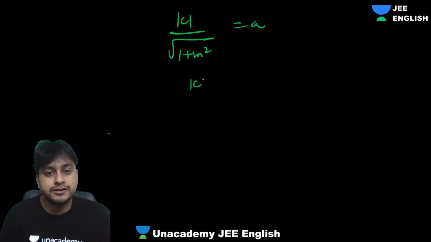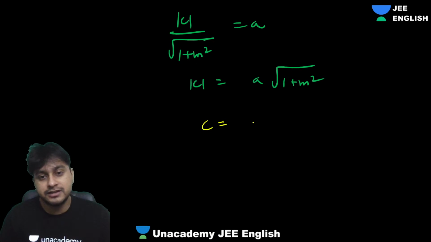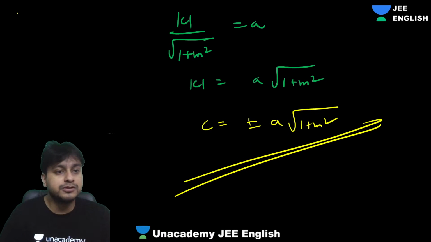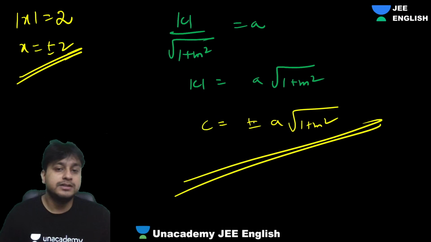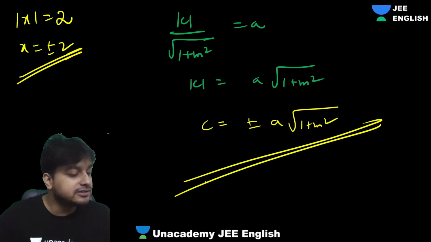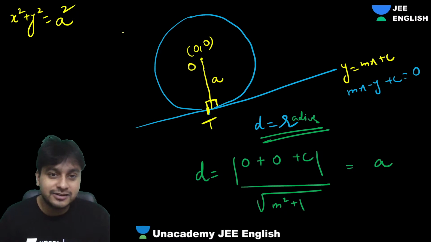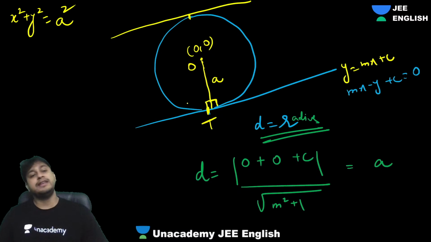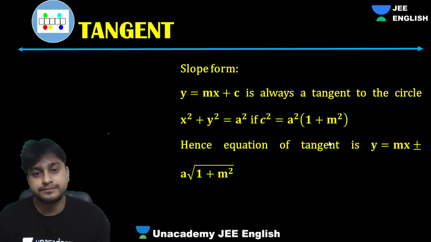Can I say, guys, mod of c will be a root under 1 plus m square? So from there I will get one important equation, that c is equal to plus minus a root under 1 plus m square, right? When you open the mod, let's suppose somebody says mod x equals 2, you can say x equals plus minus 2, right? That's why two values, two tangents will be there, isn't it? One on top and one on bottom, right everyone? Two tangents can be drawn at a perpendicular distance. Easy. Got it everyone? Understood the concept? I hope everyone understood it.